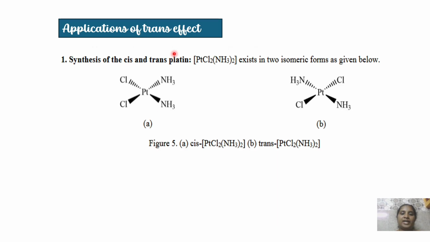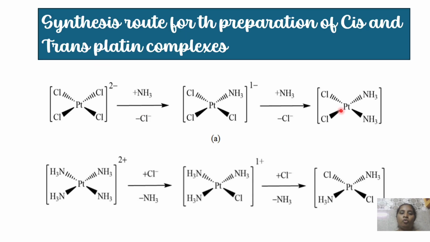What is the application of the trans effect? As we know, platin is nothing but platinum which contains 2 chloride ligands and 2 ammonia ligands. They are arranged in 2 different ways, meaning isomeric forms exist. First is cisplatin, another is transplatin. Cisplatin has the similar ligands in cis position, whereas in transplatin, similar ligands are arranged such that they are trans in position.